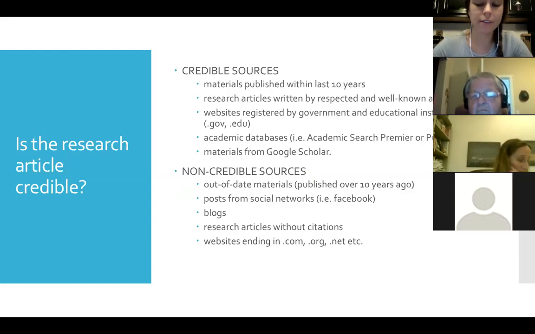On the other side of that, you have your non-credible sources: out-of-date materials, Facebook, social networks. If the link from a Facebook page is to a research site, to a .edu, in that case, it is credible. But if it's just an article shared on Facebook and it's from a news source in the middle of nowhere, I wouldn't necessarily deem that credible by any means.